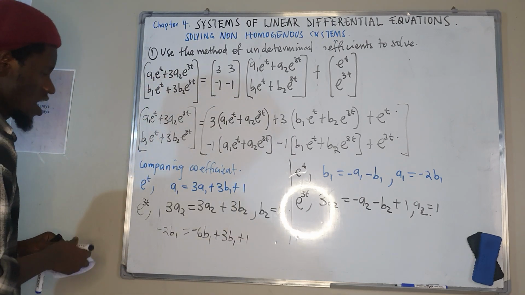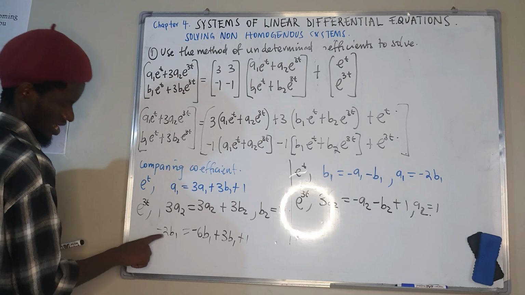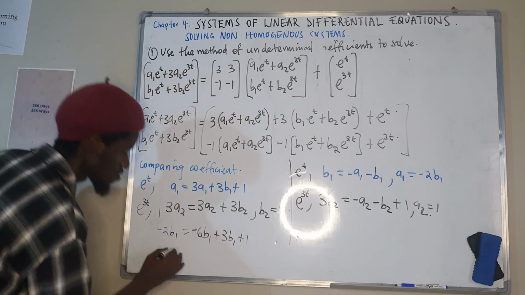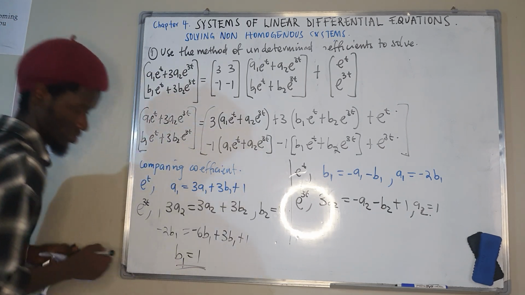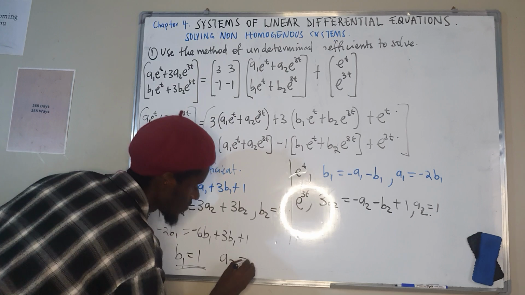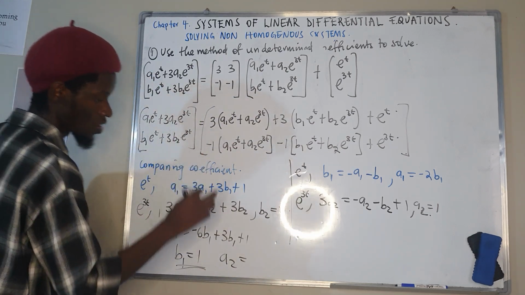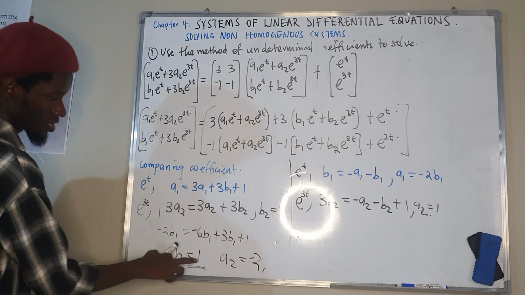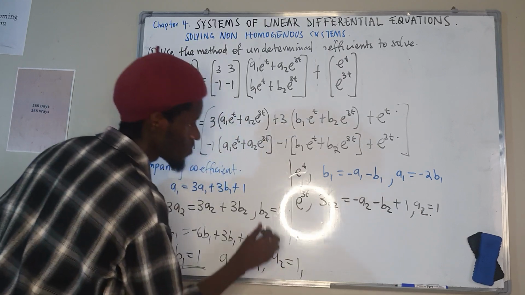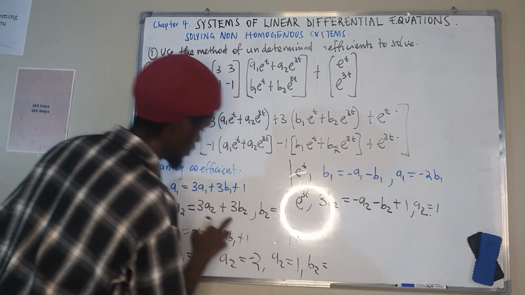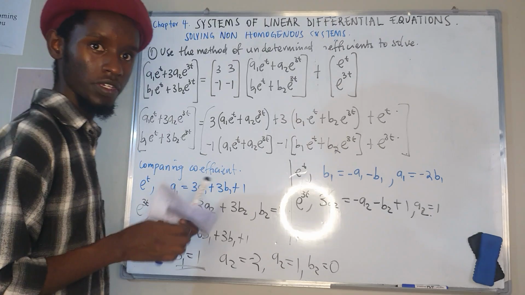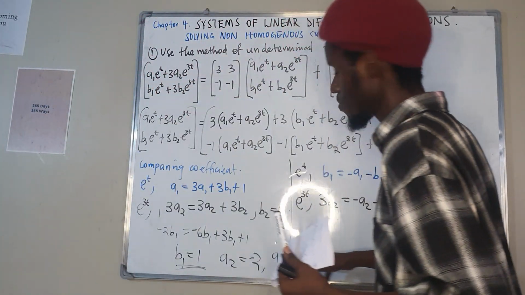Then if I put the B1 together, if you come this side, I'll have negative 2 plus 6, so it will be 4, and then minus 3, which is B1. Therefore, my B1 equals 1. Since I have B1, I'll be able to find my A1, which is negative 2B1, which is negative 2. Therefore, my B1 is 1, my A1 is negative 2, my A2 is 1, and my B2 is 0.